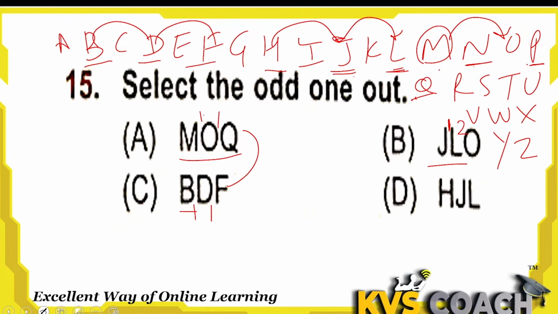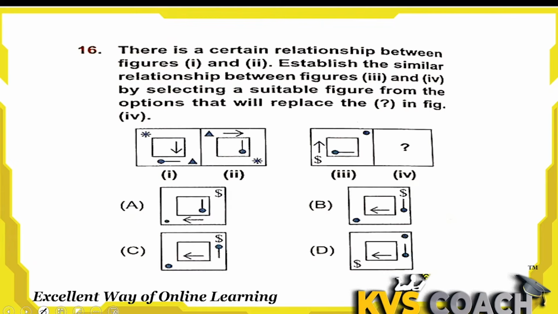Okay, after 1 letter they are jumping. So this is also a 1 letter gap. But here it is a 2 letter gap. So B is the incorrect one here, which has the 2 letter gap. The others have a 1 letter gap. So B is the right answer. Odd one out. Next is this.